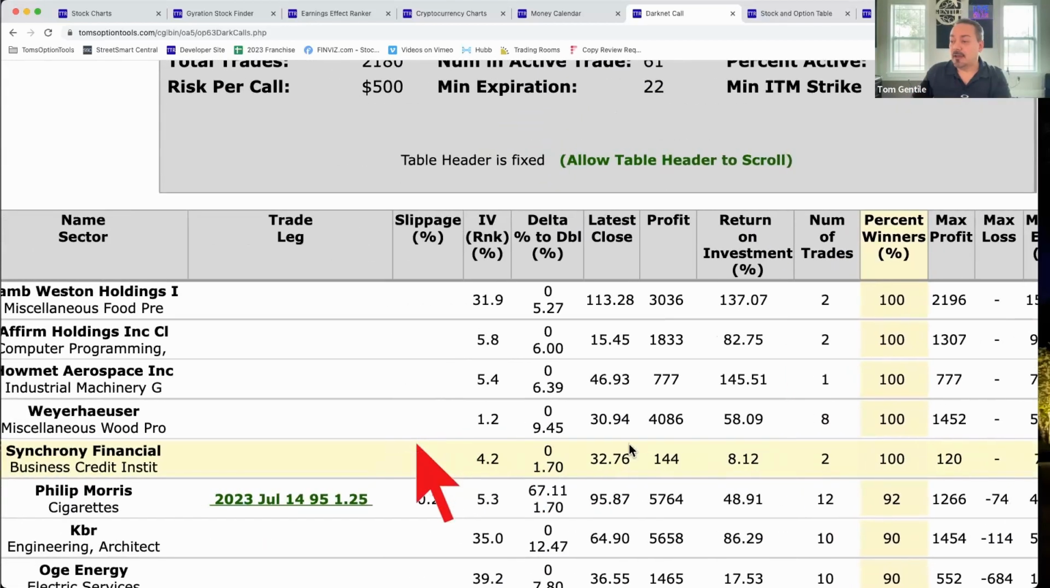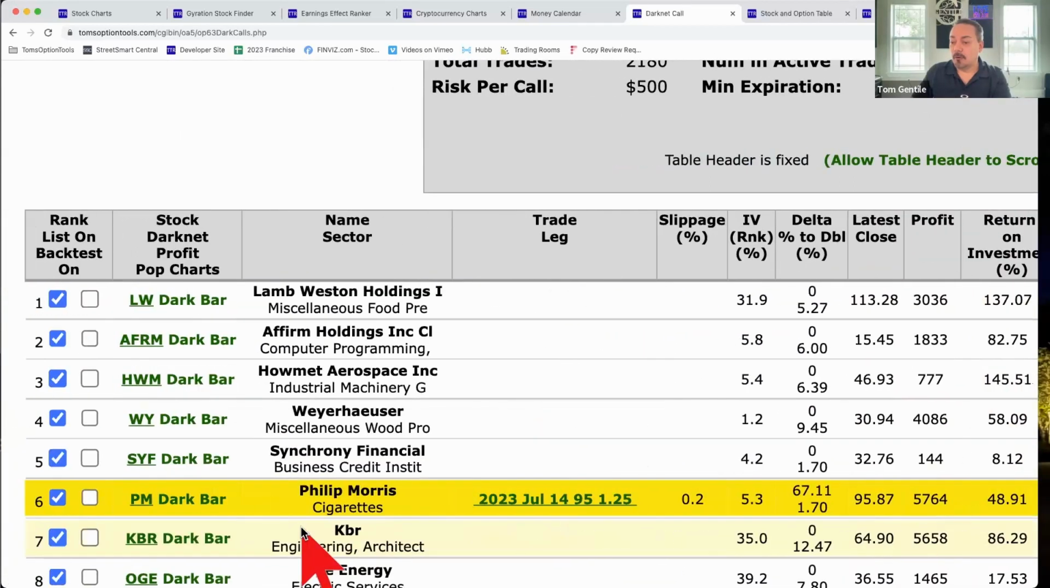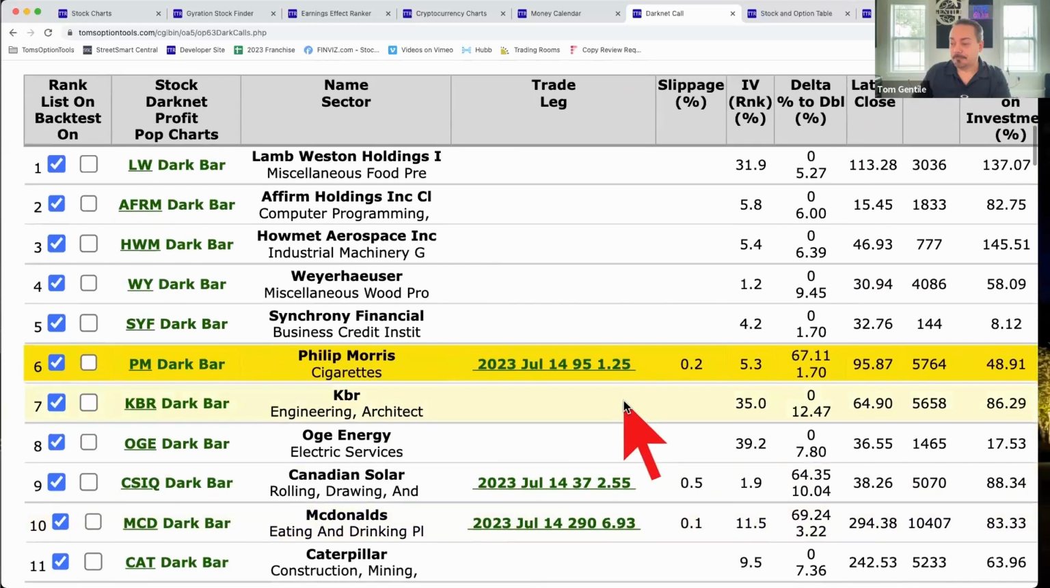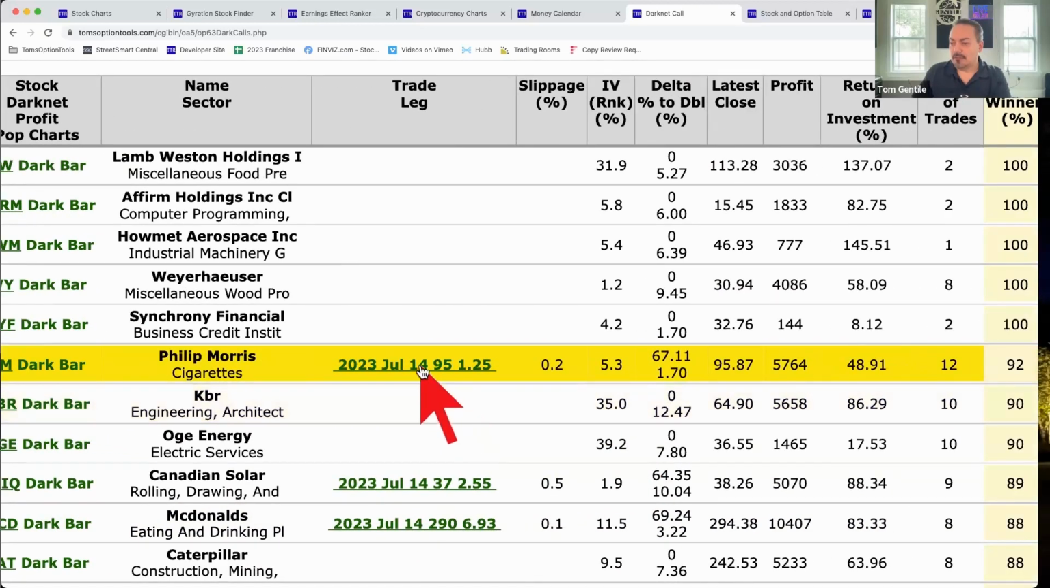And you can see, again, we're running them by percent. Here are 12 trades on Philip Morris, or on PM. By the way, PM is actually showing a trade leg, and this tells me that there's a recent trade going on right now that we could look at with Philip Morris.